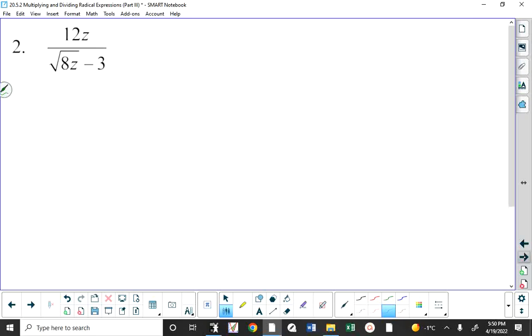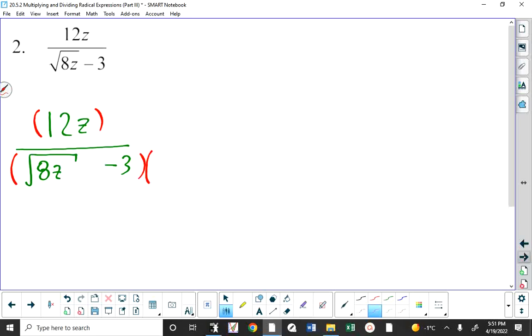12z over root of 8z minus 3. I think it's always a good idea to rewrite these before you do anything. Usually what is printed out in your notes or handouts is pretty small compared to how people write. So I'm rewriting this. I want you to notice that this square root symbol extends past the z, so the z is included. I'm going to multiply top and bottom of this by the conjugate of the bottom, which is the square root of 8z plus 3.